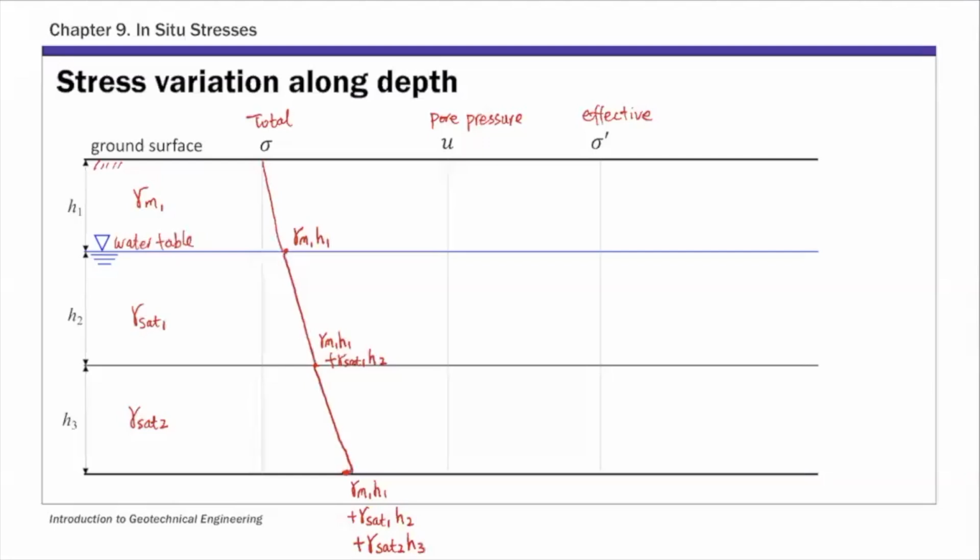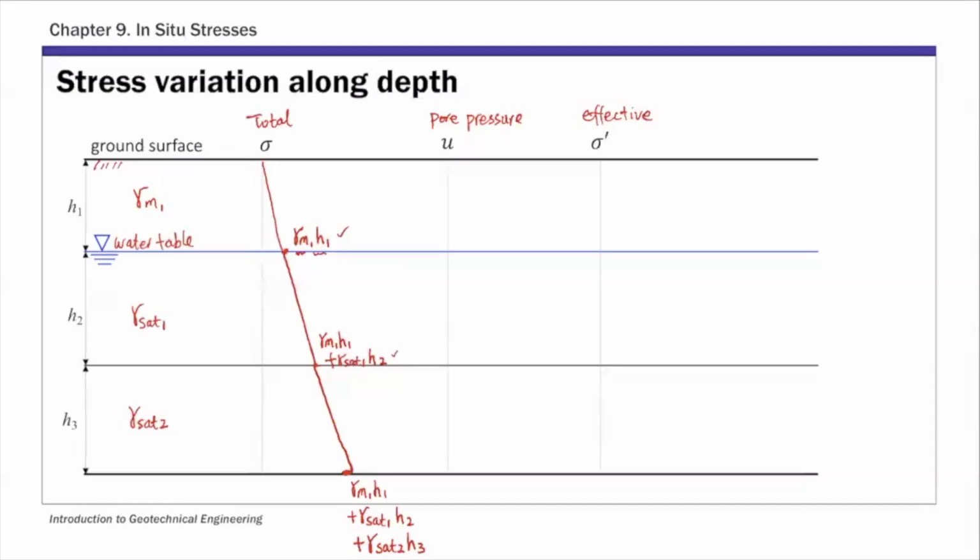Okay. So that is the variation of total stress along depth. So that's sigma. And again, if you look at these interface values, we're using the unit weight times the corresponding depth of that layer to get total stress. So that's how you calculate total stress. If it's a moist layer, you use moist unit weight times H. If it's a saturated layer, you use saturated unit weight times depth. Okay. So that's the total stress.